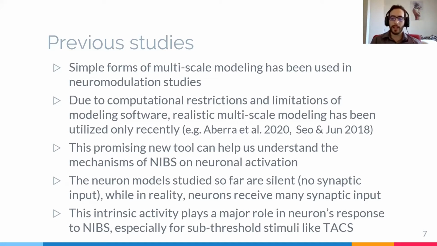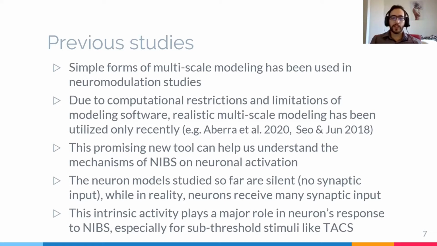They have studied the effects of TMS on neurons. Another example is Seo and Jun, who studied the effects of tDCS on neuron activity using multi-scale modeling. Based on this recent literature, on top of the two that I've mentioned, it seems that multi-scale modeling is a very promising new tool, and I would say it's kind of the future of modeling for NIBS.